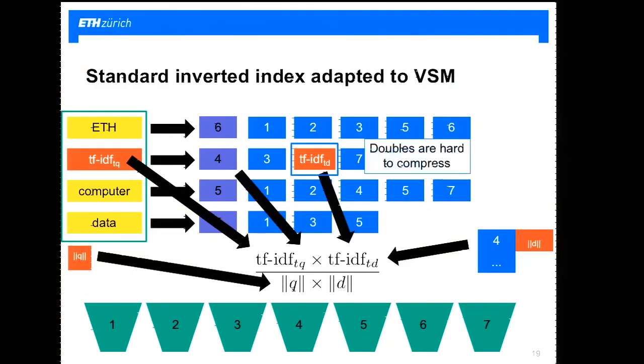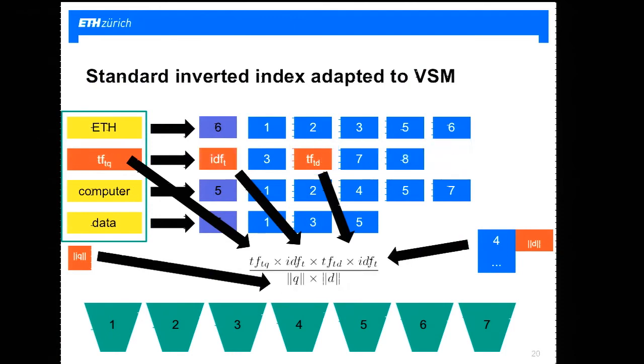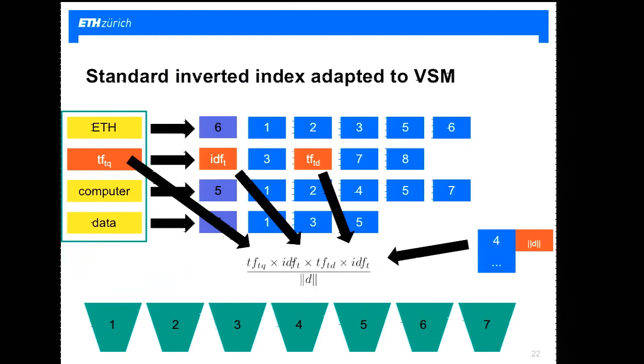So the first thing we can do, that we already saw, right? The doubles are hard to compress, so instead of having the TF-IDF in there, we separate. This we saw in the last lecture. So we store the TF-IDFs separately, the TF here, the IDF, and whether you pre-compute the log or not, I leave out of that. Okay? So then what's next? The query length is totally useless. We want to sort by these buckets. So the query length is just a constant factor. We don't care about it. So we can just drop the query length. We don't need it. Right?